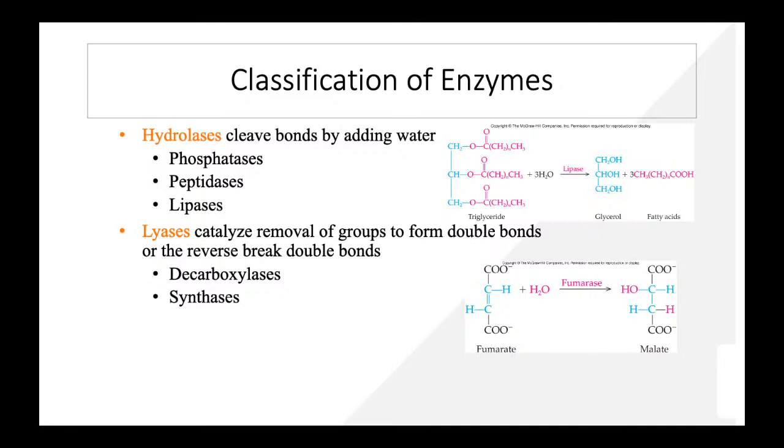Then hydrolases, which cleave bonds by adding water, like phosphatases, peptidases, lipases. So you add 3 molecules of water, and then you add the lipase enzyme. It will remove all the oxygen bonds from here, and you will have 3 molecules of fatty acids. And lyases, which remove groups to form double bonds, or the reverse of double bond formation. For example, fumarate plus H2O, in the presence of fumarase, gives malate.